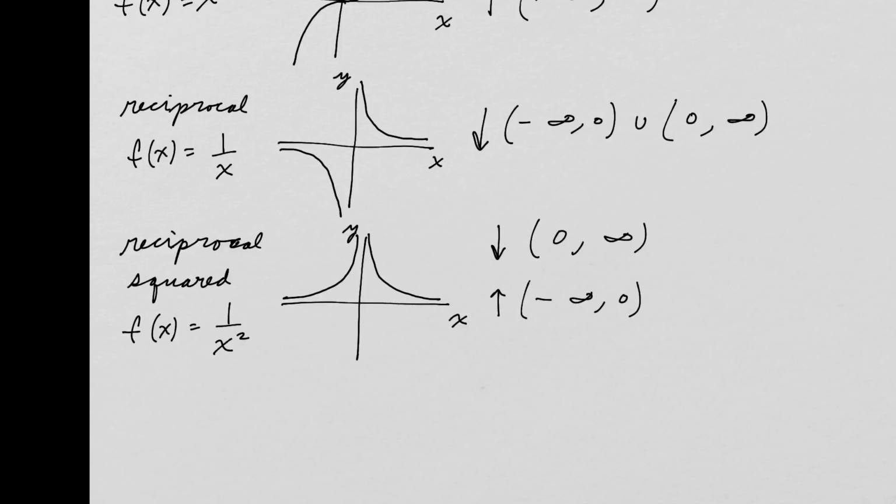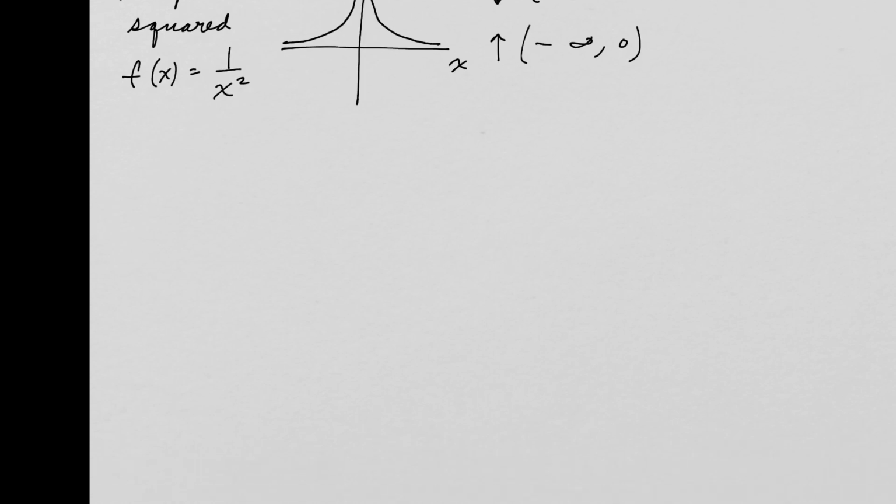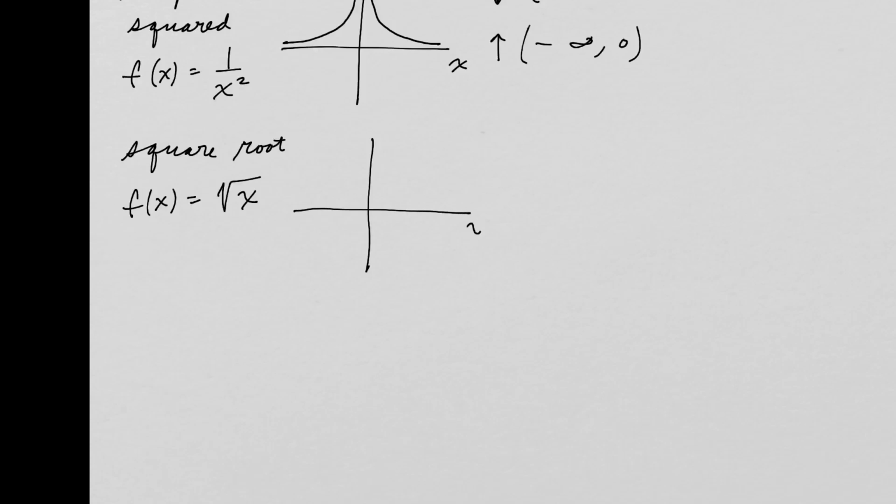Then we had the square root. That was f of x equals the square root of x, or x to the 1/2, right? You could write it both ways. That looked like this. So in this case, this is increasing from 0 to infinity.